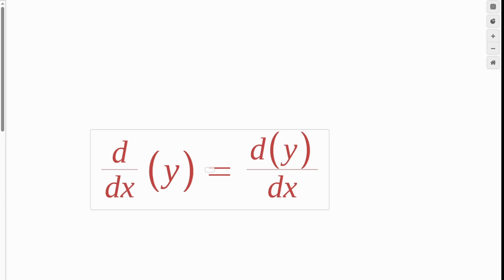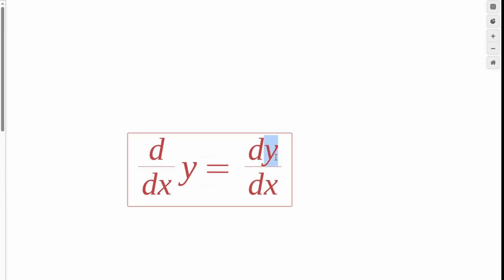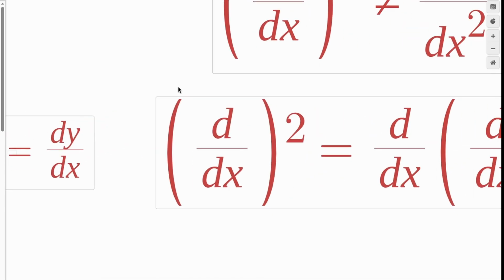And for the sake of simplicity, you don't need the parentheses. So dx is actually d of x, and dy is actually d of y. So just remember that juxtaposition means function evaluation or composition.